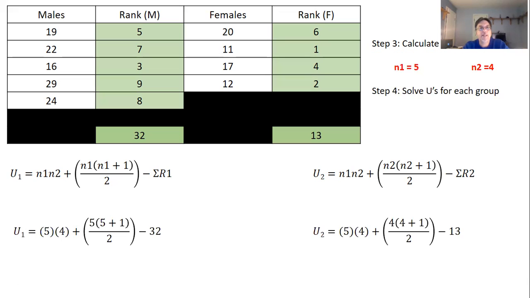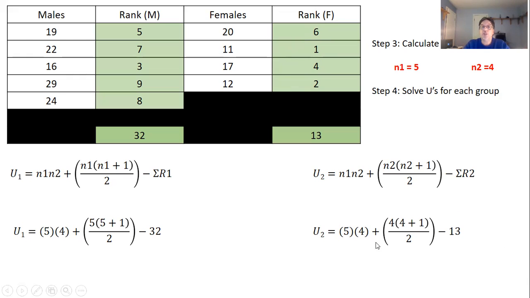All right, let's go ahead. So we plugged this in. There were 5 in group 1, 4 in group 2, so our total number was 9. N1, the number in group 1, 5, multiplied by the number in group 2, 4, plus the number in group 1, 5 multiplied by 5 plus 1, divided by 2. Quantity, close that, and then subtract from all of that the summed rank of 32.